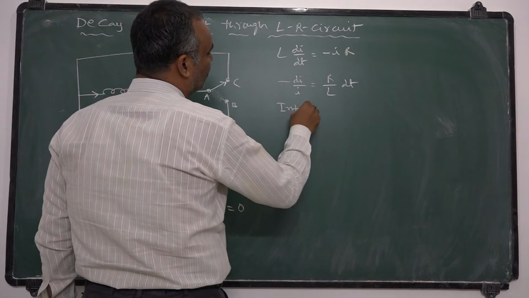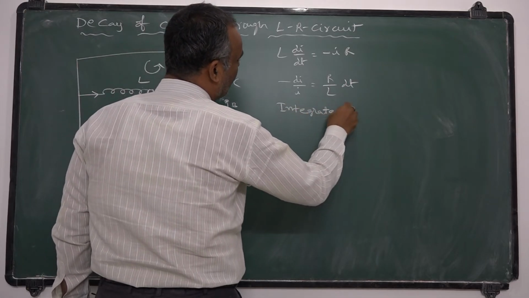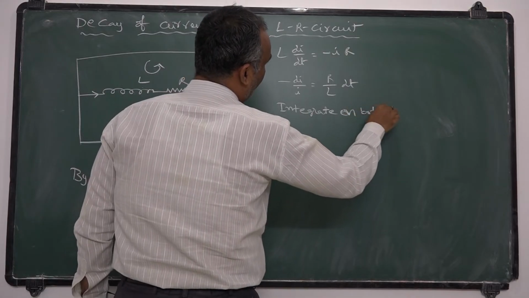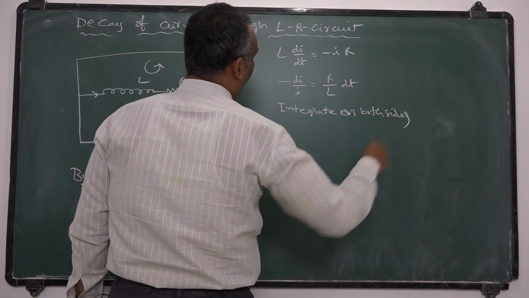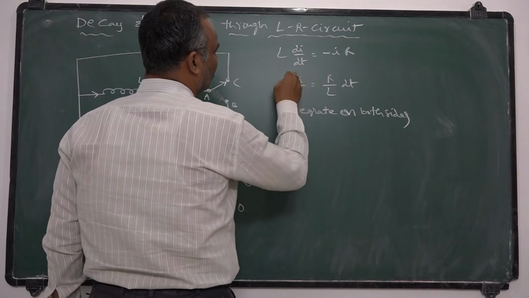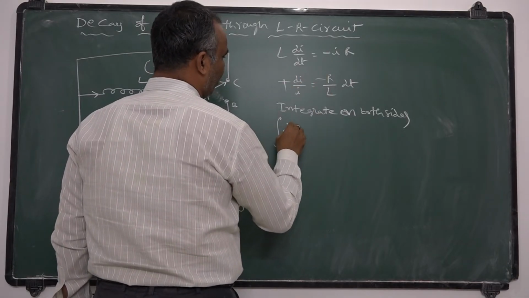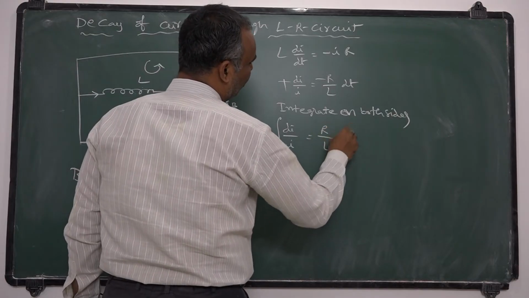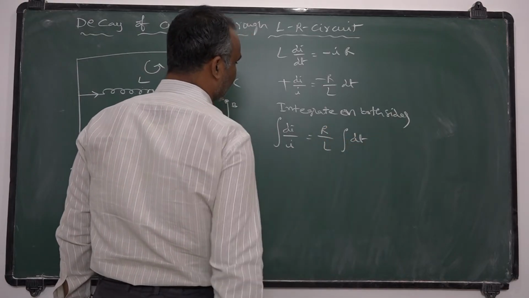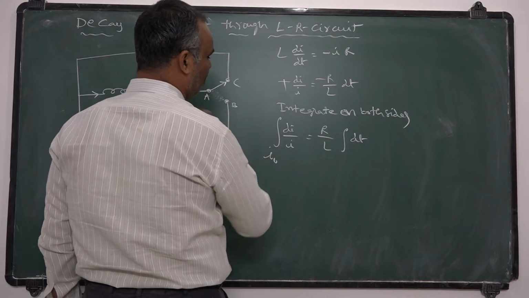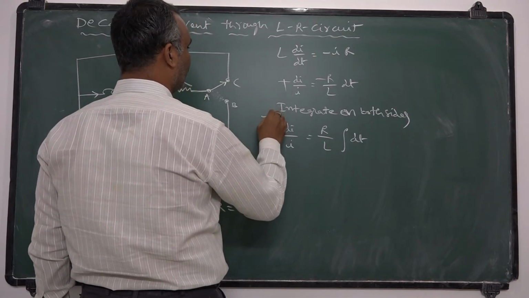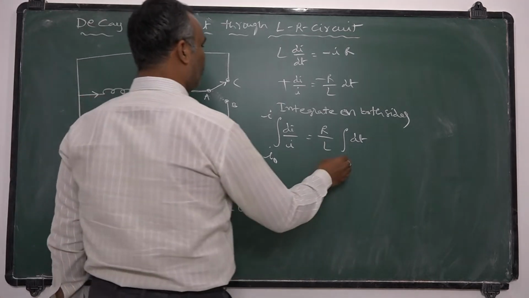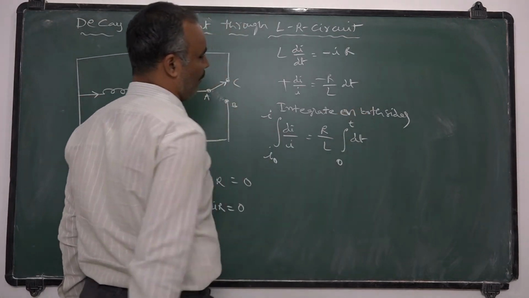Integrate on both sides. Upon integration, this minus, or you can keep this side, integral di by I is equal to R by L, constant, integration dt. Current varies from initially maximum current available in the circuit. After some time the current in the circuit is I. This is at time t is equal to 0. This is after time t.